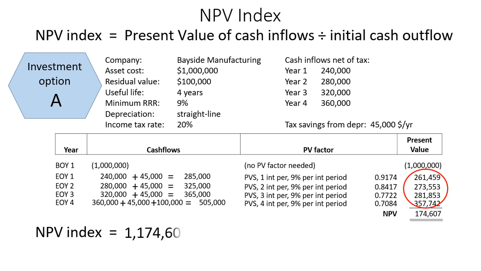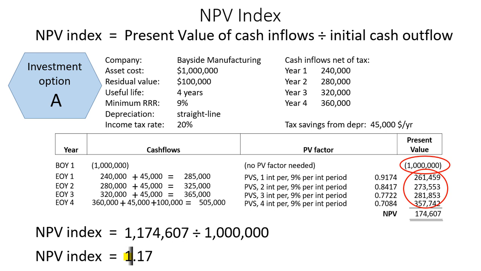Add up all of the present values of the cash inflows and we get $1,174,607. Next, we need the initial cash outflow, $1 million, which we enter in our formula as a positive amount. When we do the division, we get an NPV index of 1.17.